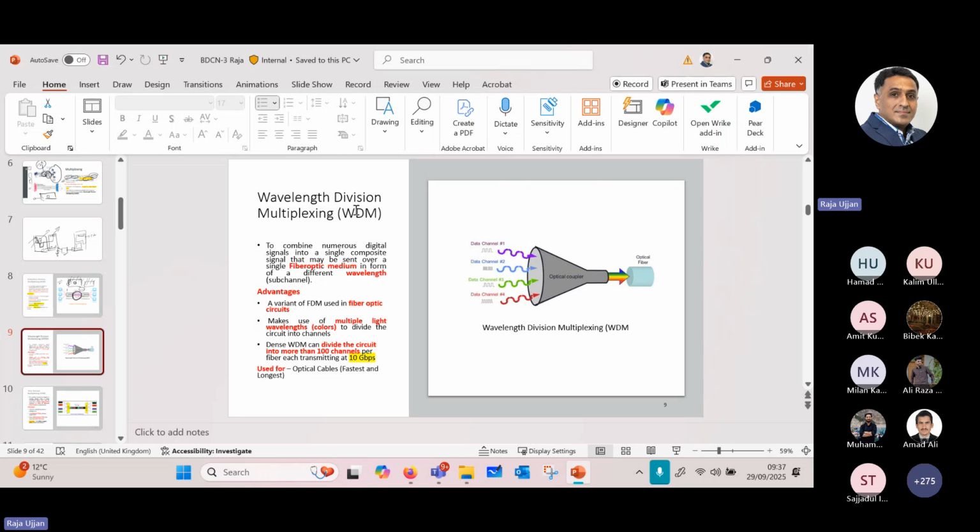The second one is wavelength-based. If the frequency is different, the wavelength is different. What does it mean? Again, it's the same thing: numerous signals are transferred into a single transmission medium, but this time using different wavelengths. Wavelength means the color of light.